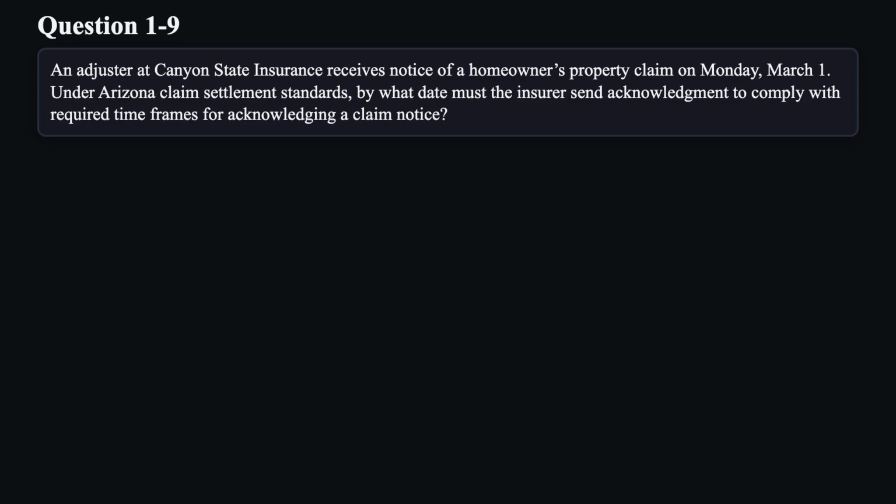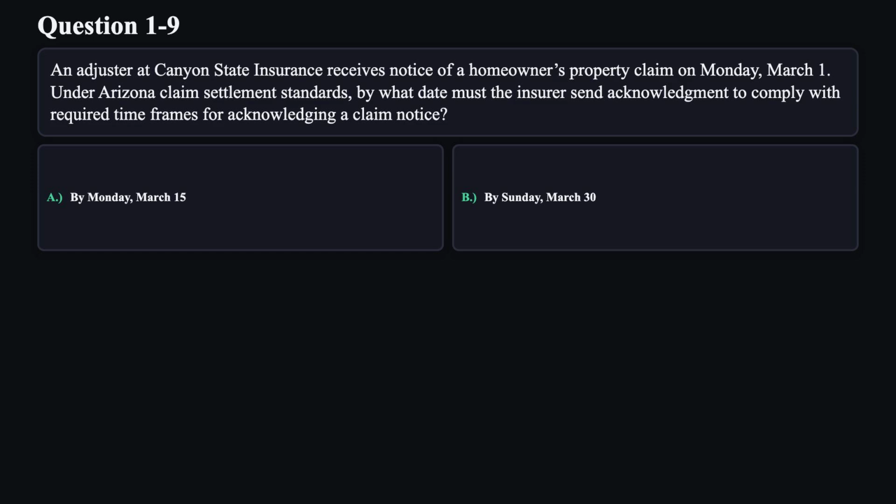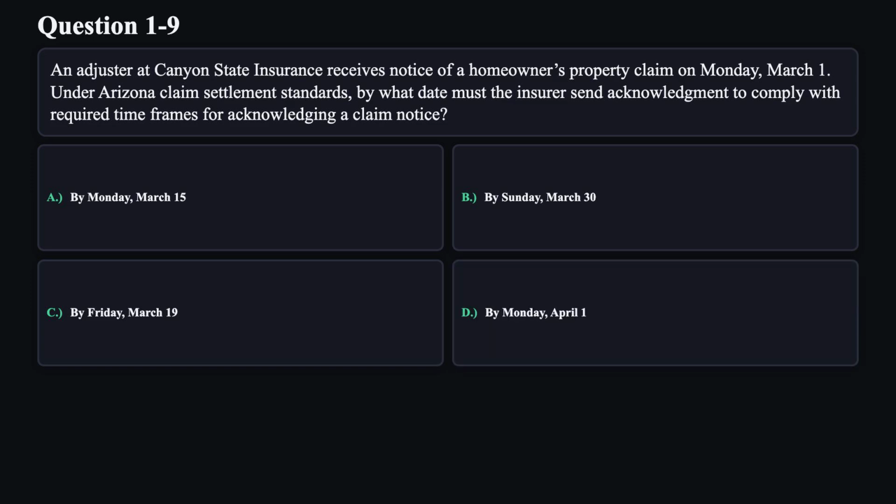Question 9. An adjuster at Canyon State Insurance receives notice of a homeowner's property claim on Monday, March 1st. Under Arizona Claim Settlement Standards, by what date must the insurer send acknowledgement to comply with required timeframes for acknowledging a claim notice? A. By Monday, March 15th. B. By Sunday, March 30th. C. By Friday, March 19th. D. By Monday, April 1st.